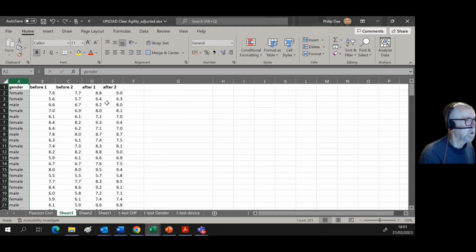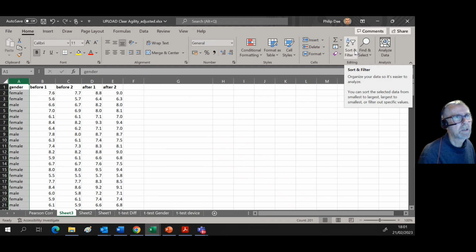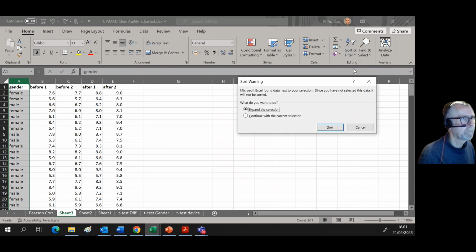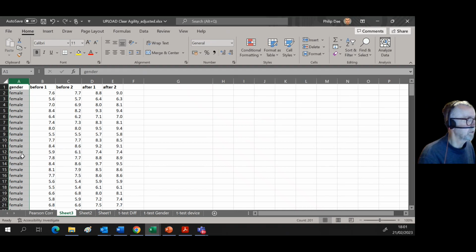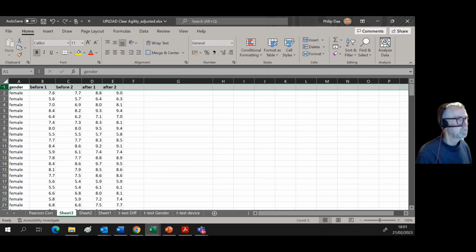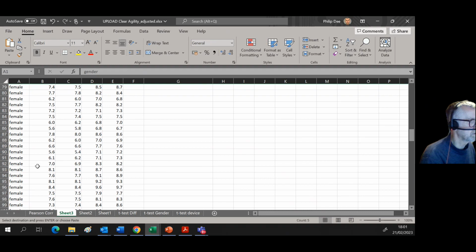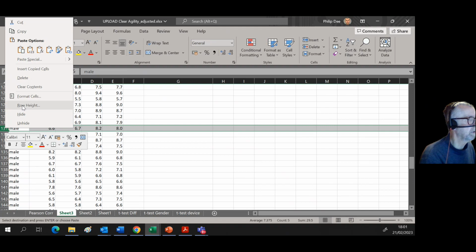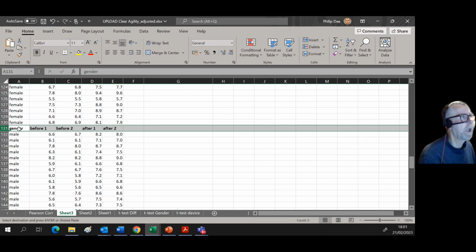So let me just click on that row and just say sort and filter, A to Z. Do you want to expand the selection? Yes, I do. And you'll notice now that all the females are together, and then after a bit, all the men are together. Now, fine, except I just want to do something. I want to select that top row, hit Control-C, and then go down to where the males start. Just looking ahead to when I run the t-test, click on that row, right click and put Insert Copied Cells. And then I've got headers for both male and female, so I know what I'm doing.